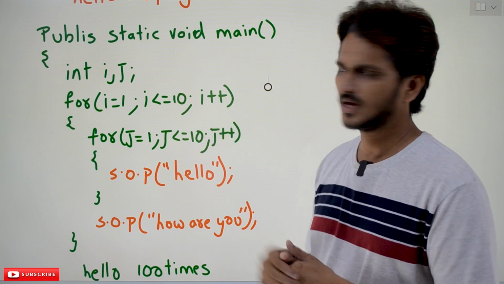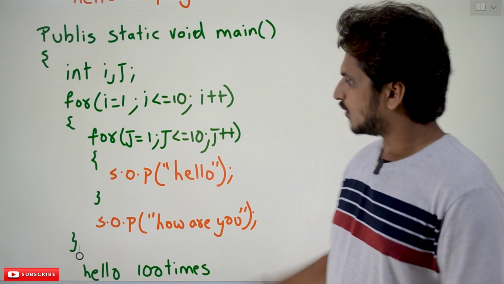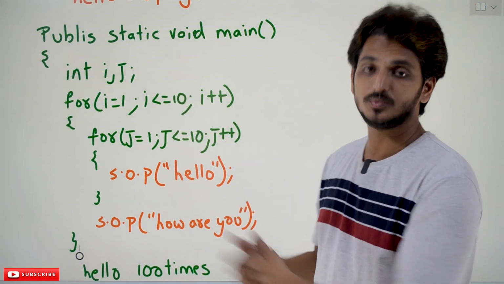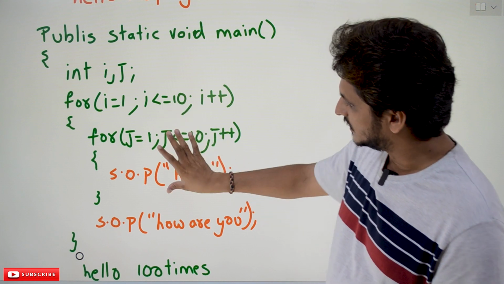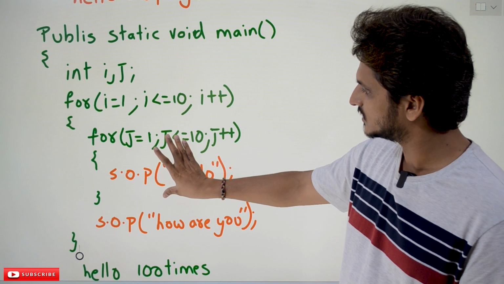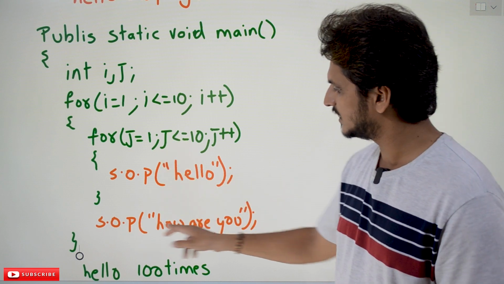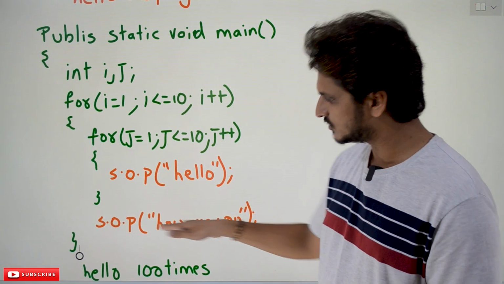This is the inner loop. So the outer loop body is from here to here. Whatever is inside the body has to be executed. For i is equal to 1, this jth loop is going to be executed 10 times. After completion of this inner loop, this statement is going to be executed. After completion of this loop, the remaining statements have to be executed.